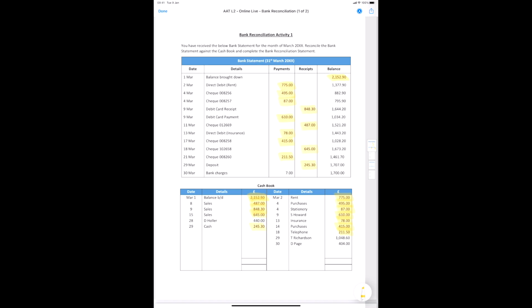So everything has now been highlighted, which appears in both. Our step 2 is now to enter any unhighlighted transactions which appear in the bank statement into the cash book. So we need to enter those. In this case, it's only the bank charges for £7. So we are going to enter that on the credit side of the cash book because it's bank charges, it's a payment. So that will be on the 30th.